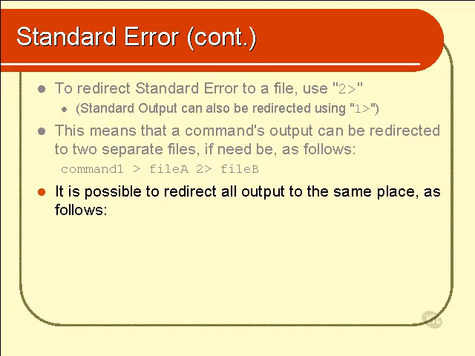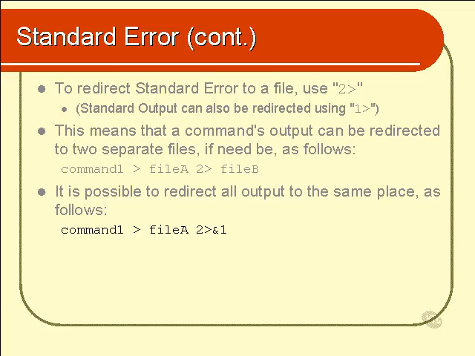Here's the way. Send the output into file A, for example, and then say that 2 greater than, the standard error, is going to &1, which, if you want to read that in English, means the same place as number 1 output went to. The number 1 output is standard output. Now, I know a lot of you will have thought, well, surely I could have just done command 1 greater than file A, 2 greater than file A. And that's what I guess everybody thinks until they actually try it and find that it doesn't work. I suggest that you try it and see if you can make it work. I doubt that you'll be able to.